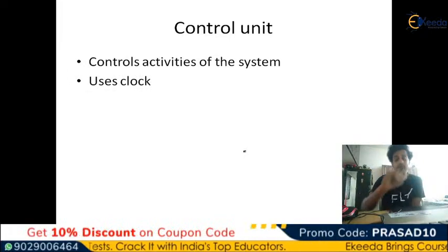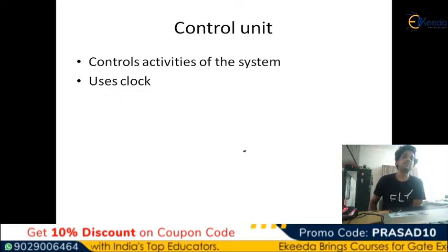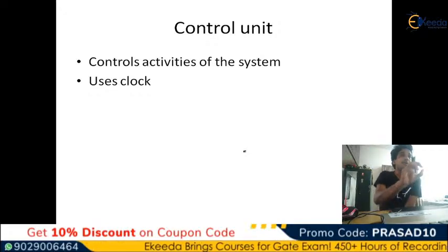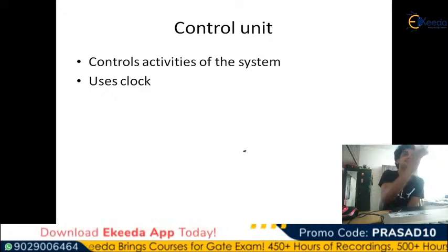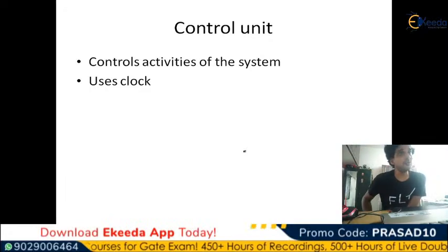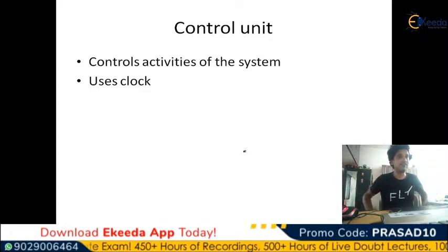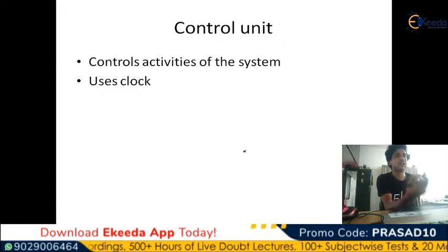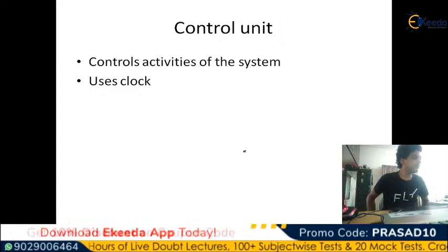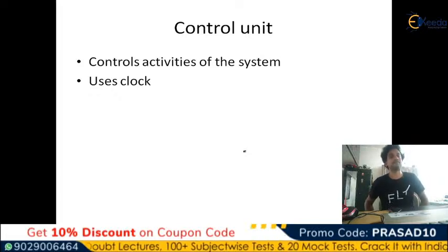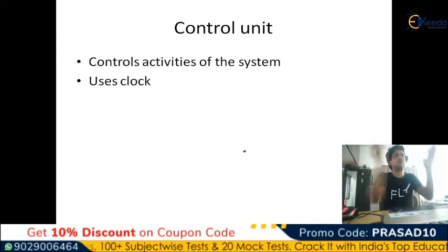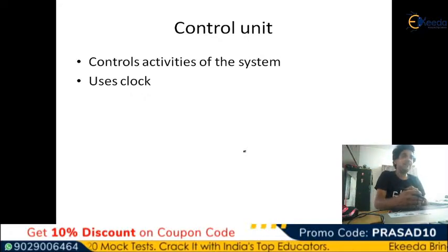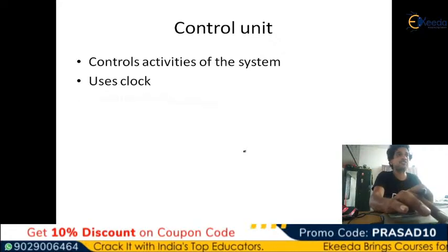Now, the important thing you need to understand is that the control unit is going to hold and master the system clock. As you already know, the system will have a clock. Every computer system is provided with a clock. This clock will be handled by the control unit. The control unit is going to take the help of the clock to synchronize and control the activities of the total system.